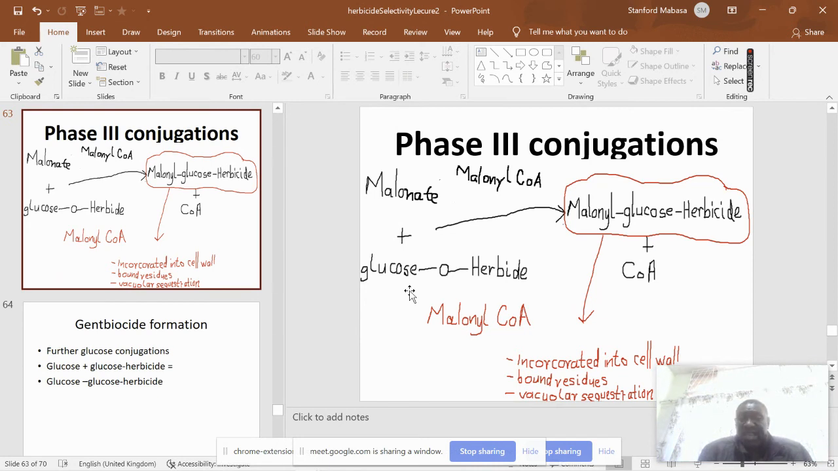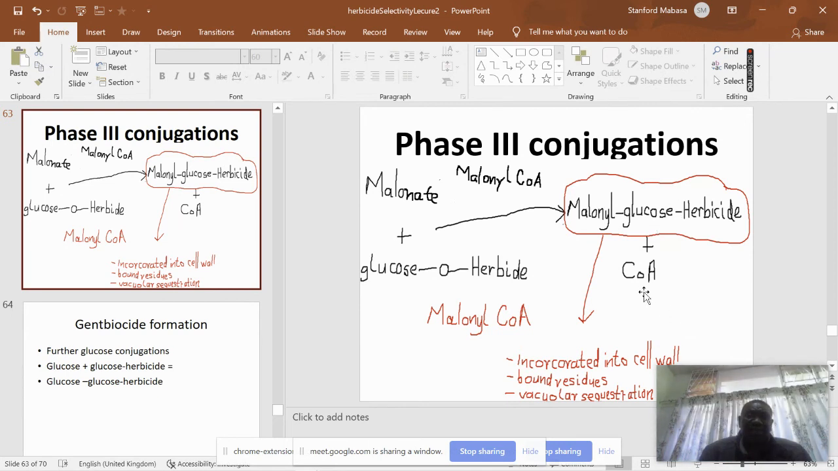an altered herbicide carrying glucose, like glucose or herbicide. You will have malonate and the malonyl coenzyme A. So you will have the malonyl component added to glucose. Then you have malonyl glucose herbicide. This can become part of the cell walls, or it can go to the vacuoles, this product. Then coenzyme A is released. So that will be the end of the herbicide.